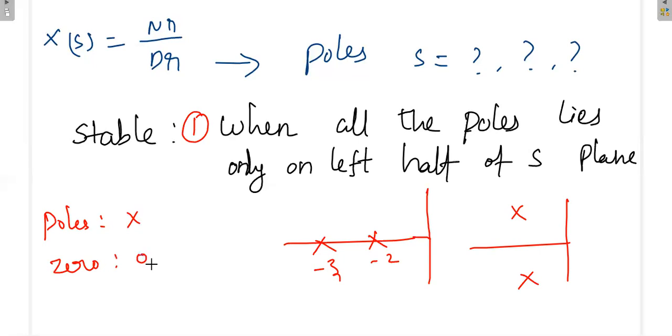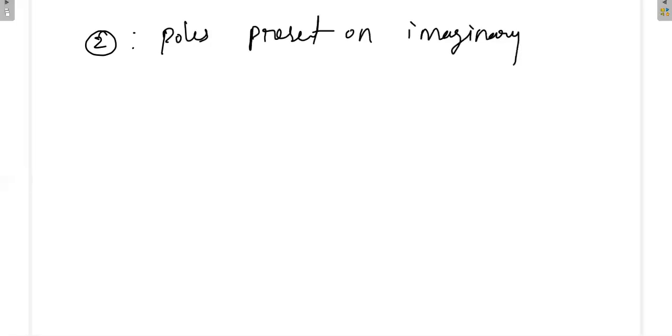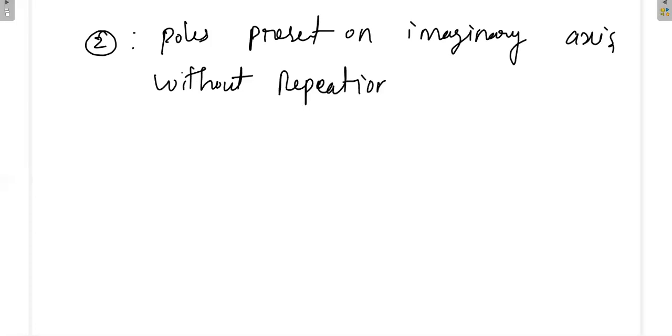Poles and zeros. So then what is the other condition for stability? The second condition for stability is, suppose the poles are present on the imaginary axis without repetition. Poles present on the imaginary axis without repetition could also be stable, but this is not strictly stable. This is marginally stable.